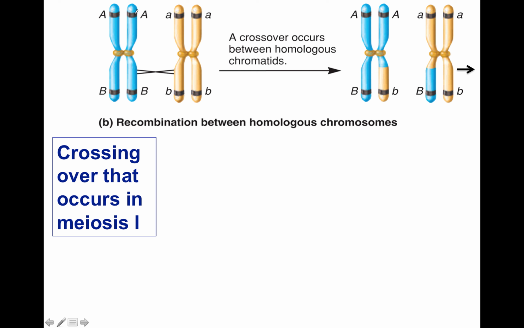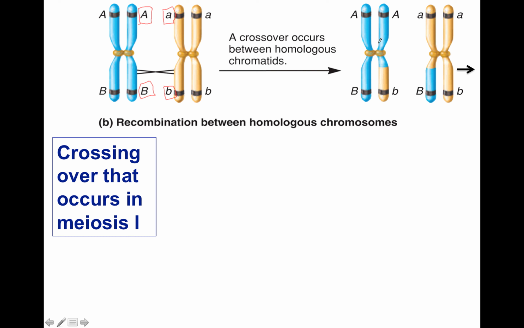It so happens that the chromosome you got from mom has the dominant alleles for the A gene, and the one you got from dad has the recessive alleles for the A gene. And for the B gene, you got the dominant allele from mom and the recessive allele from dad. If there's a crossover right here between homologous chromatids, you will end up with recombinant chromosomes.